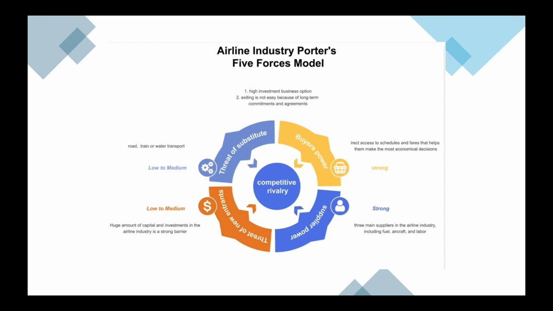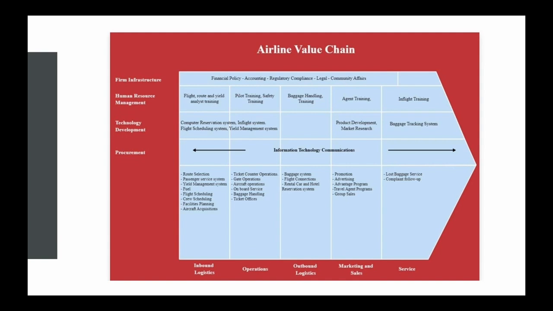في عندكم airline value chain. airline value chain في عندكم primary وعندكم support activities. primary هم اللي تحت: inbound logistics مثل fuel, flight scheduling, crew scheduling و route selection من هالحكي. Operations مثل ticket counter operations, gate operations, aircraft operations, onboard services, baggage handling, ticket offices. Outbound logistics: baggage system, flight connection, rental car and hotel reservation system.